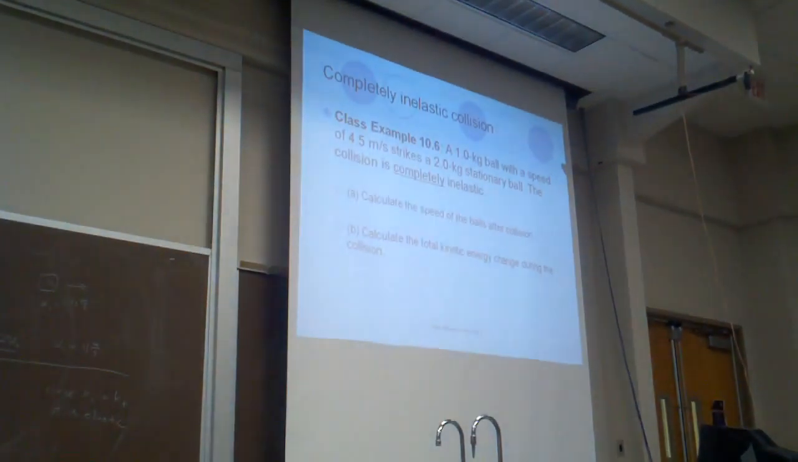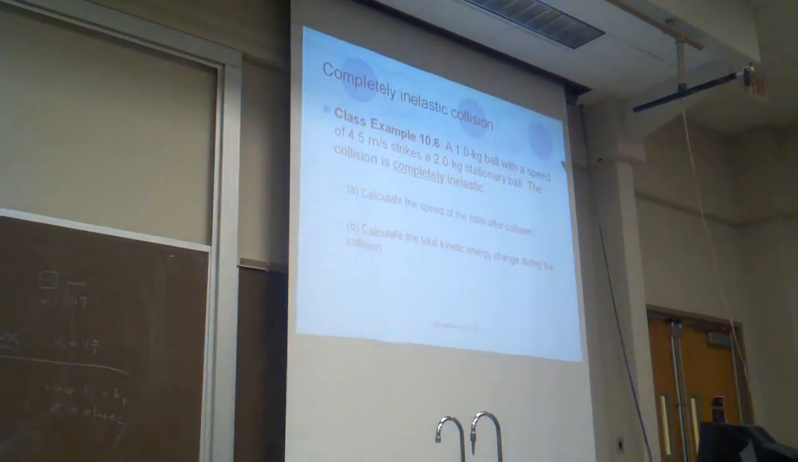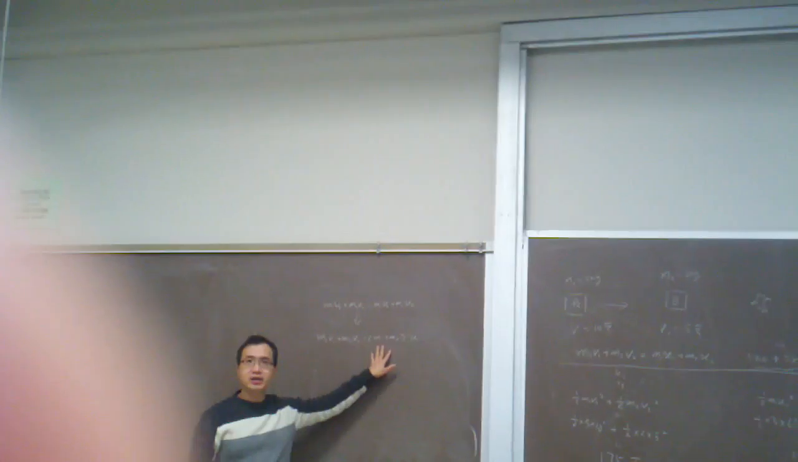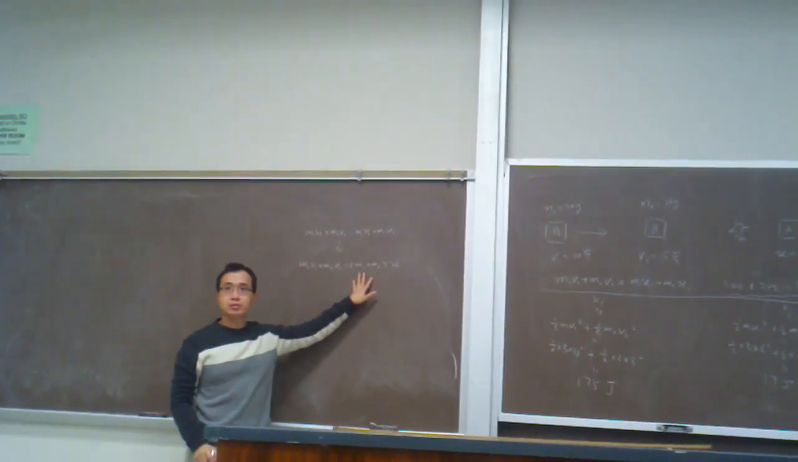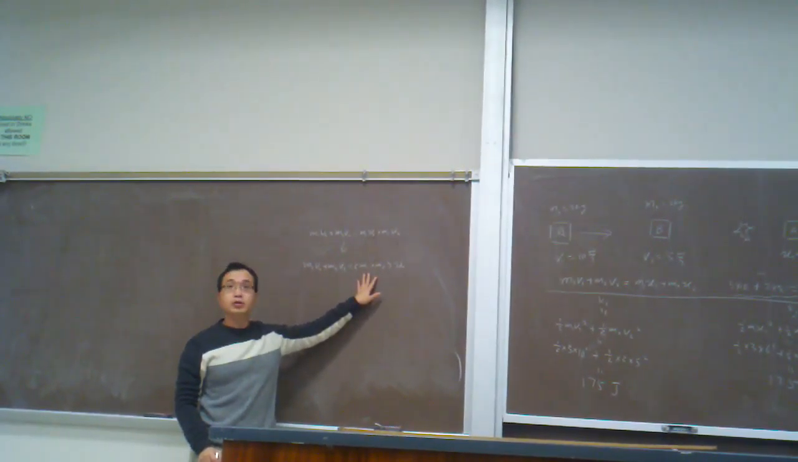m1 v1 plus m2 v2 equals (m1 plus m2) multiplied by u. Okay? So that's for completely inelastic collision. That's the only tricky point for that problem. Any question here?